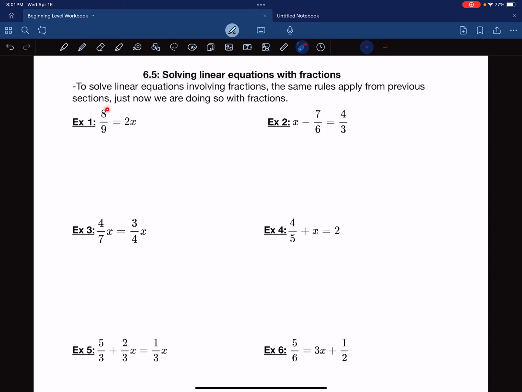So we have 8/9 equals 2x. So like always, we want to get x alone, or x all by itself. So what we're going to do is divide by 2 on both sides of this equation. So we get x equals 8/9 divided by 2.